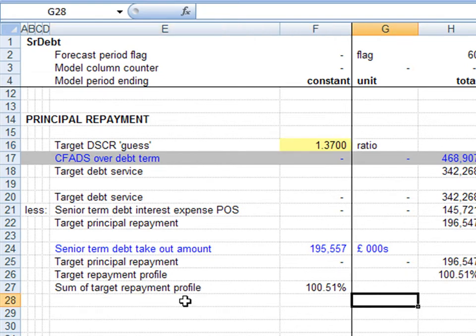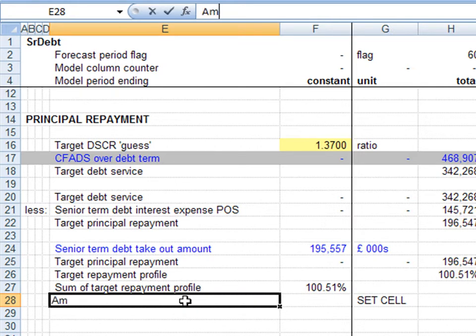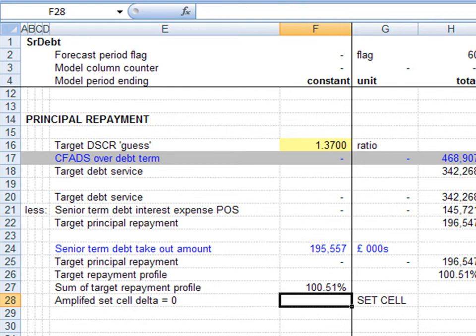And I think it is important to show some skill here, or some techniques that make goal seek work a little bit better. And what I'm going to type in for a label pretty much explains what we're going to do. We're going to take an amplified set cell delta, okay, to equal 0. Okay, so where I'm getting at here is this needs to be 100% above us. So 1 minus that figure should be equal to 0.